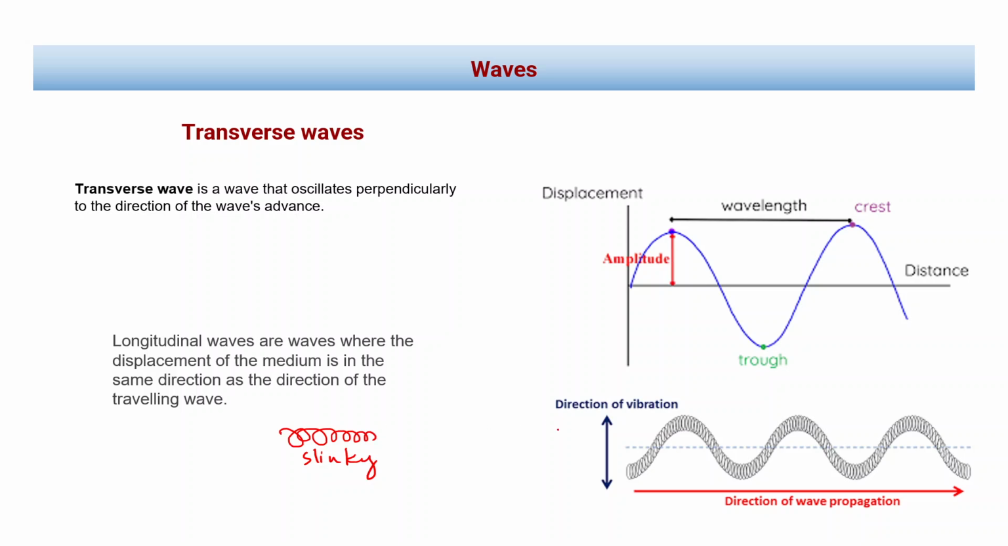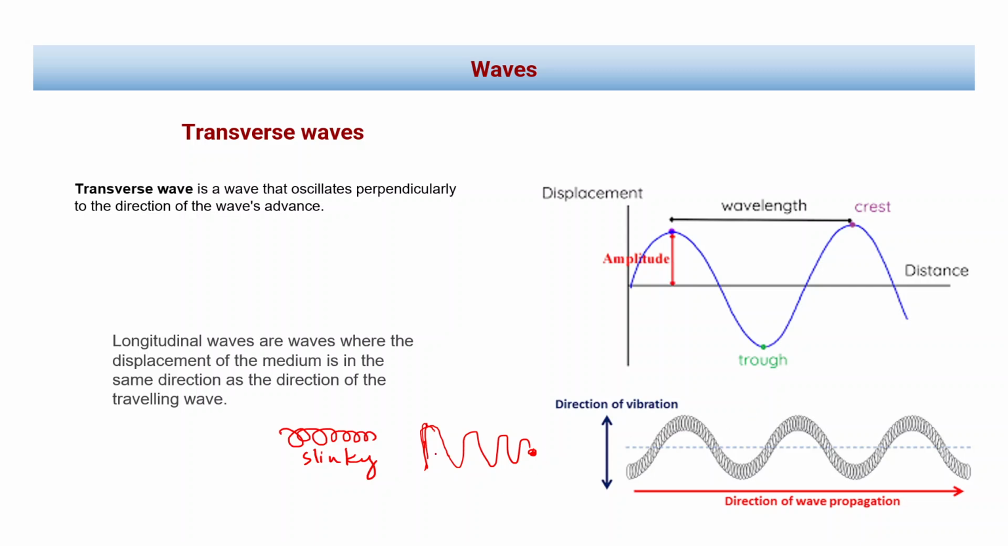Say if two friends, one friend is holding one end of the slinky, another friend is holding the other end, and they are making it move in this way, as you can see in this particular diagram. Here, if another person is just holding it, not moving, and this one person starts pushing it up and down, then it gets displaced in this direction, and up and down it starts going like this.